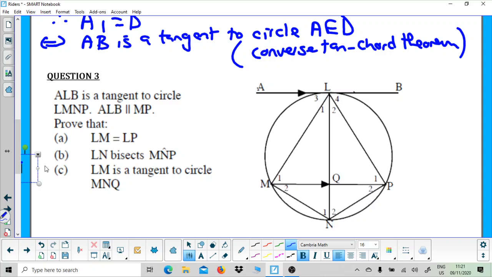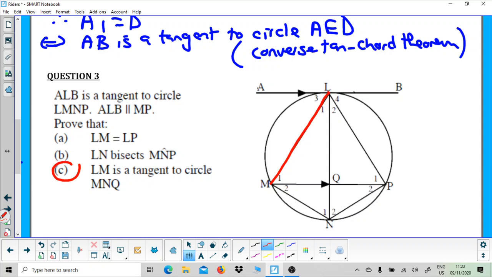Let's do this question here, the question 3 part. Let's see what we can do here. So if ALB is a tangent to the circle, so we already have a tangent here. The question I want is actually question number C here, the one where we are proving that LM is a tangent to the circle. But however, let's just do the top ones first. How are we going to prove that LM was equal to LP? Well, I believe you're noticing by now that it is these two angles that we have to prove to be equal. So if I can prove that M1 is equal to P1 in some way, then you don't have to actually write it.